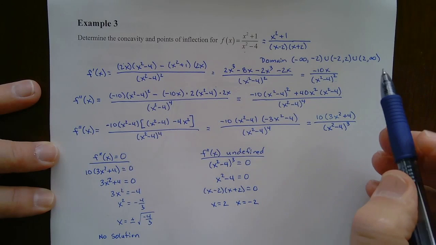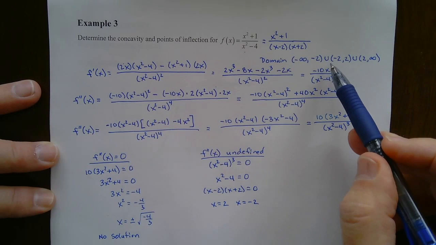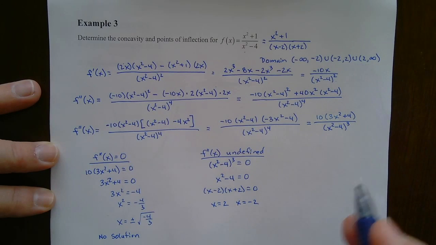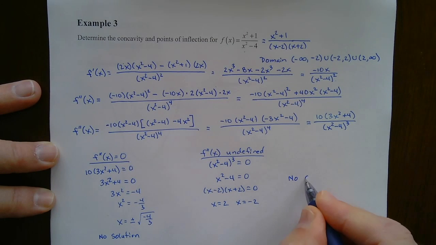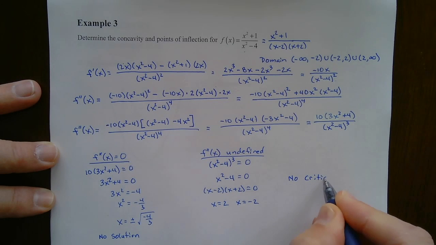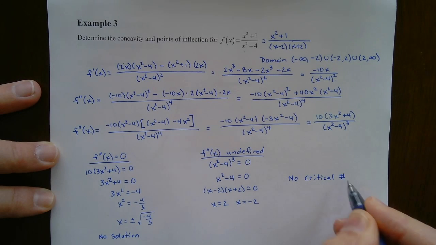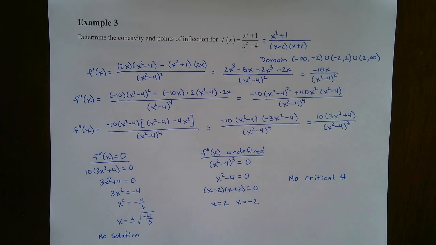But looking back up here at the domain, our domain had breaks at negative 2 and 2. So they make the second derivative undefined. However, they're not part of the original domain, okay? So what this tells me is there are no critical numbers. For this function, there's no critical numbers for the second derivative, okay? All right, now, so because there's no critical numbers, we're not going to have inflection points either.